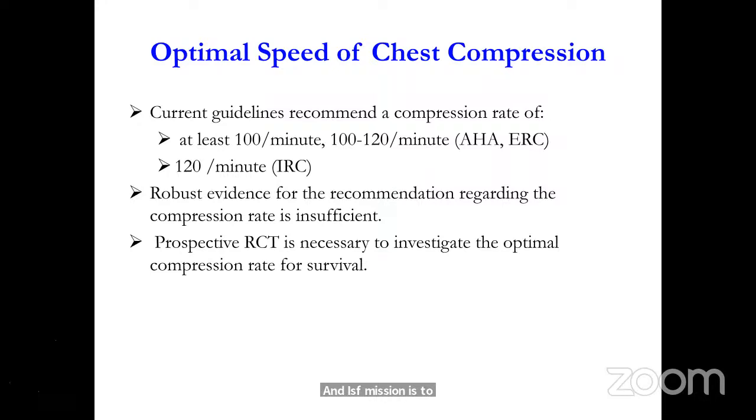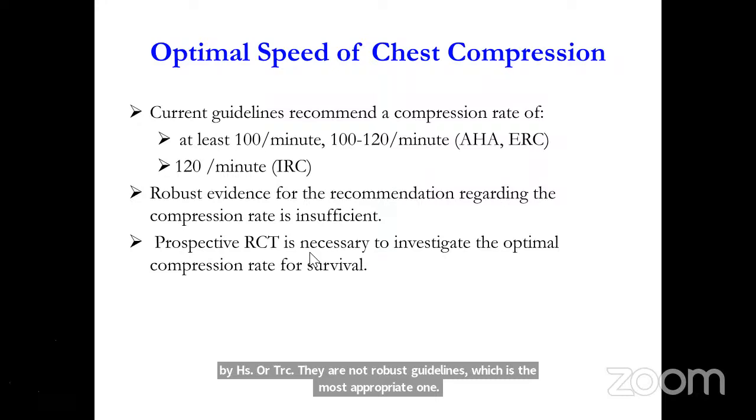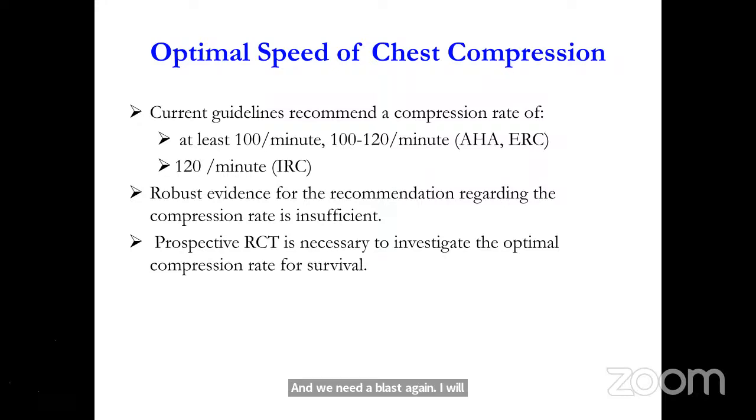Though we do agree that there is no robust recommendation in any of the resuscitation guidelines. Even by AHA or ERC, they are not robust guidelines on which is the most appropriate one. And we need large studies again. I will again request all the listeners to plan a good study to look for which should be the one.